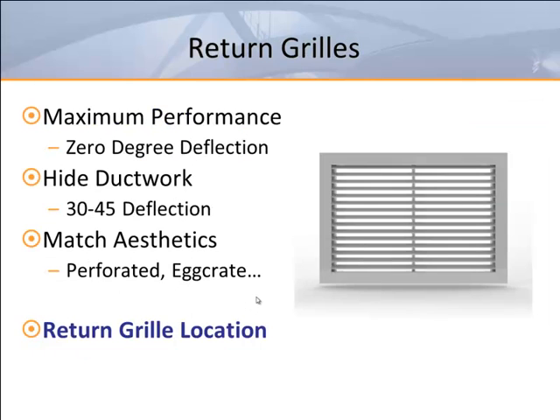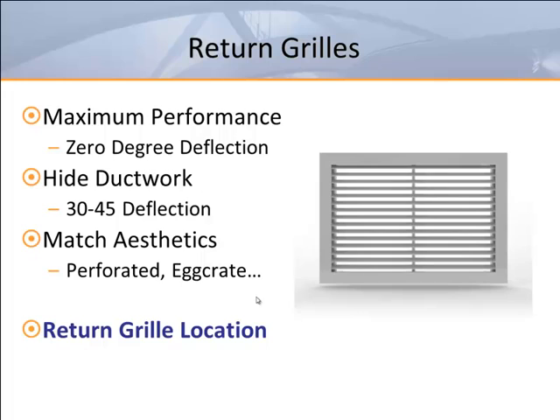Return grills come in many configurations. To maximize performance, a grill with a 0-degree deflection would optimize the sound and pressure levels. If it is desired to block the view into the duct, and you are willing to sacrifice some performance, select a grill with a 30 to 45 degree deflection, and the blades will block the view. Many other models, such as perforated face, egg crate grills, are available to meet aesthetic requirements.